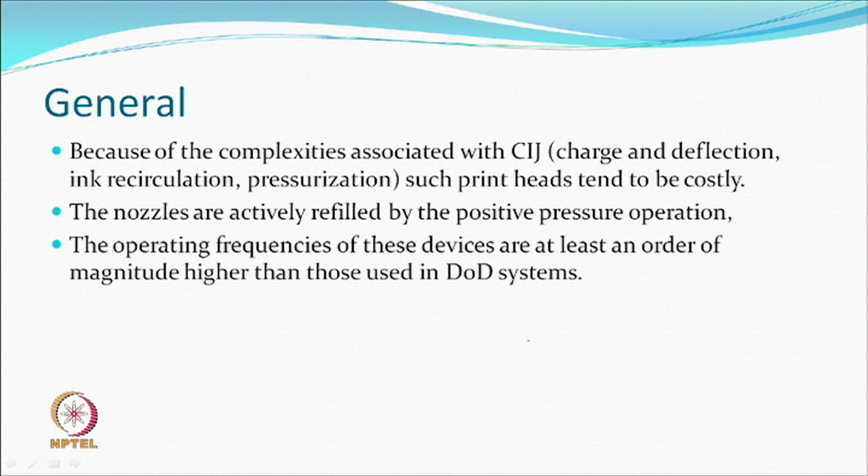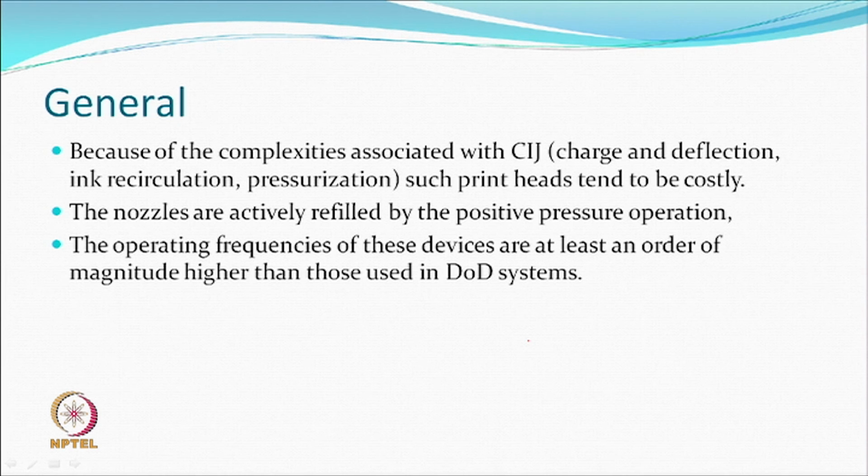So, interestingly, all these things are being used by one company or the other. So, in general, because of the complexities associated with continuous inkjet, that you have to charge, deflect, and whatever has been deflected and gone into the drain has to be recirculated. It is a costly material, you cannot be throwing it somewhere else. Some pressurization you have to push continuously. These print heads are generally costly. So, industries which are actually producing large amounts of printed materials may prefer this kind of technology continuously happening.